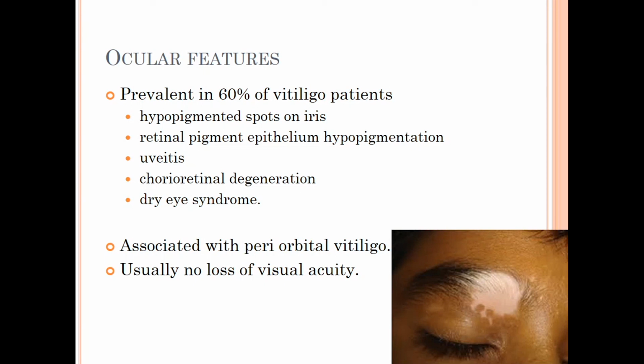So the important observation made is that most of these features are associated with the periorbital type of vitiligo, and most of them do not have any loss of visual acuity. So we need to have a high index of suspicion, and it is recommended to at least look into these features in selected cases like periorbital vitiligo to exclude ocular involvement.